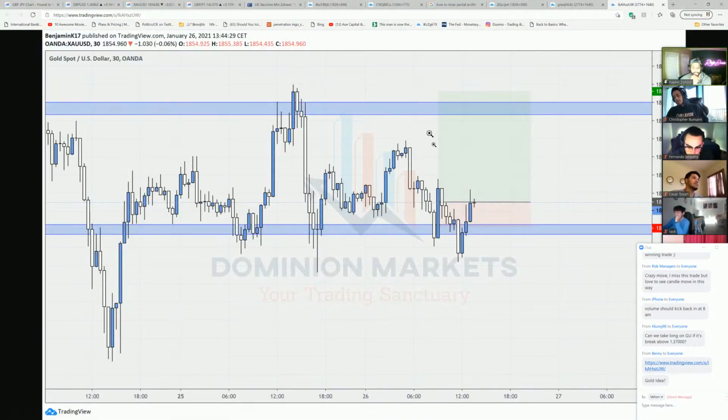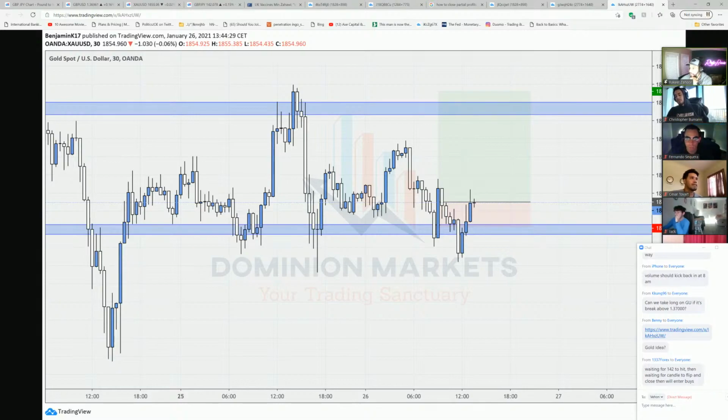Let's take a look at this chart. This is a gold chart. So the problem with taking buys over here on gold is this. You have a resistance right over here. This is the only problem with taking buys on gold. So you would want price to come above this area and then take a buy going up, because then you have this clean candle here to the left hand side.